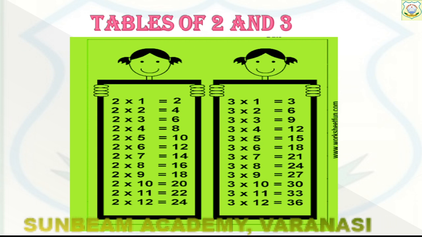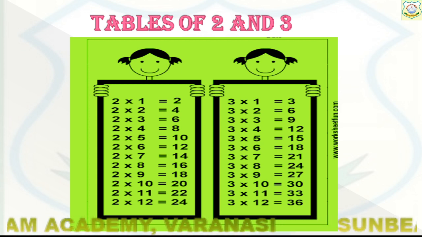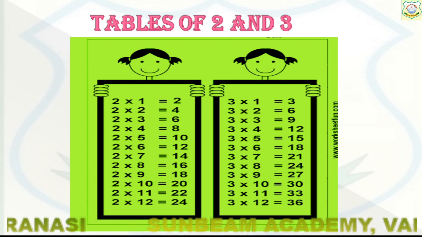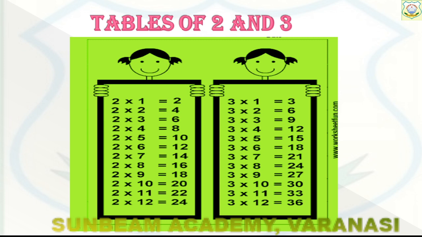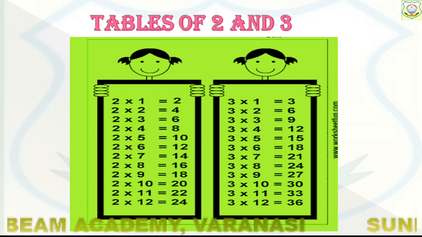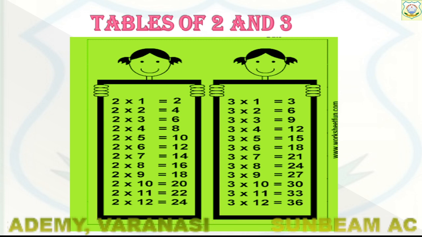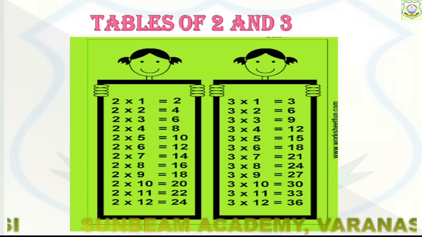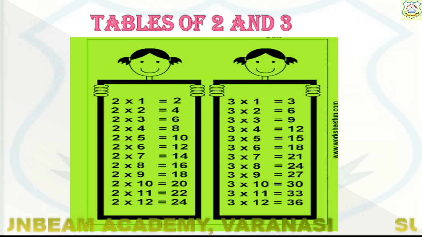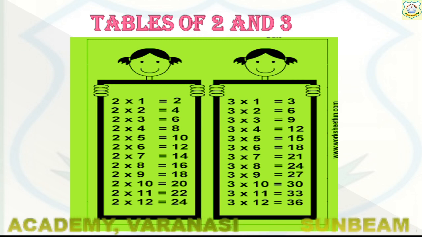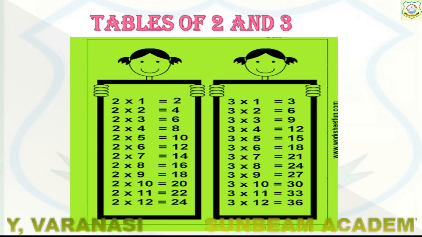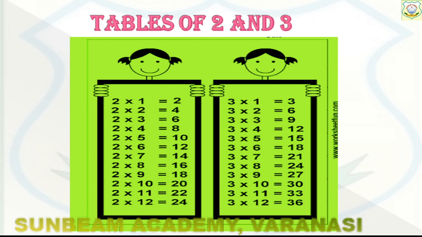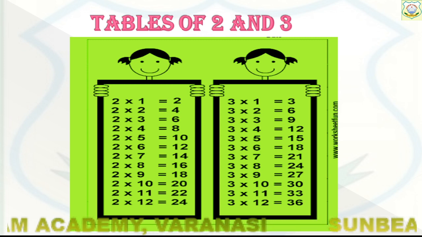Okay? So start. 2 1 is 2. 2 2s are 4. 2 3s are 6. 2 4s are 8. 2 5s are 10. 2 6s are 12. 2 7s are 14. 2 8s are 16. 2 9s are 18. 2 10s are 20. Okay, now here it is written of 11 and 12, but that is not required. We have to do up to 10.